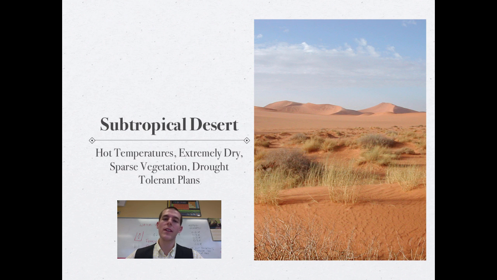Last of the biomes is going to be the subtropical desert. These are characterized by hot temperatures. They are extremely dry, with sparse vegetation. They've got drought-tolerant plants. The Mojave in America, the Sahara, and the Gobi in China are all your typical subtropical deserts, and that's it.